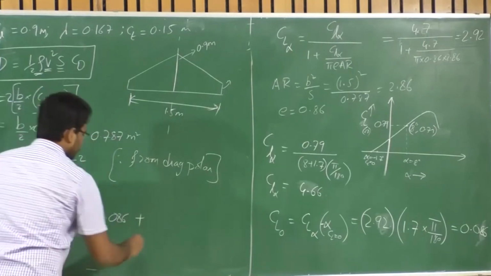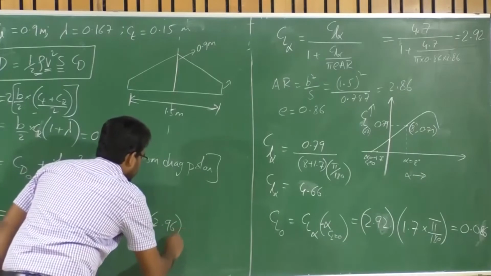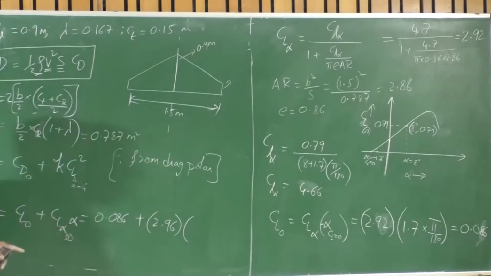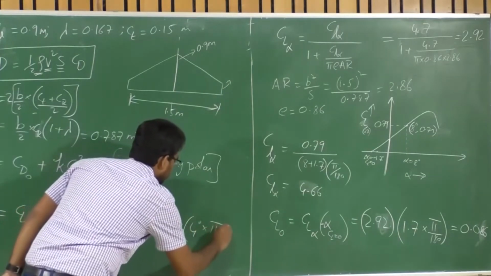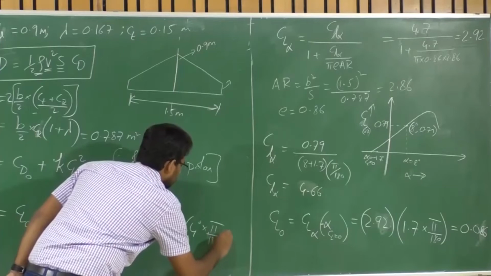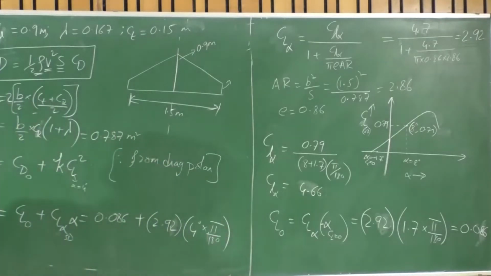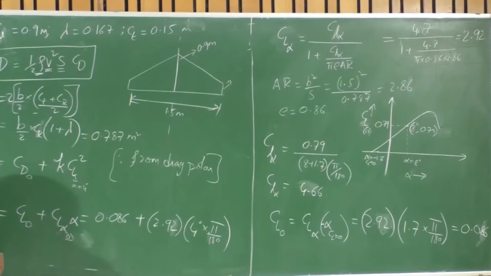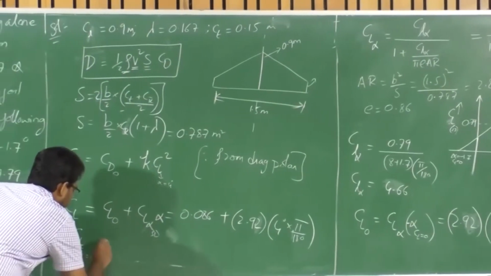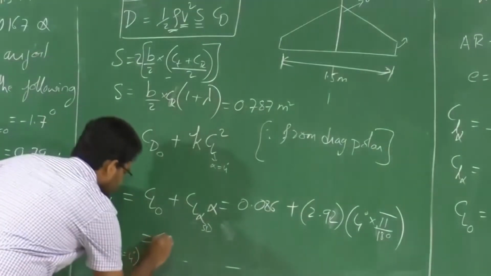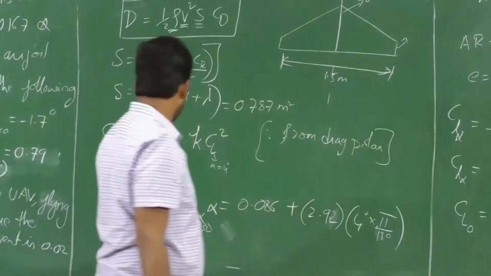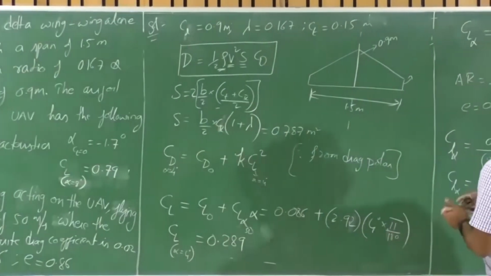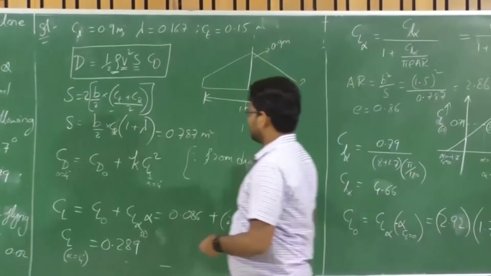0.086 plus CL alpha is 2.92, and we have variable alpha here, right? 2.92 multiplied by 4 degrees, which is multiplied by pi by 180. So what is the value of CL at 4 degrees? CL at alpha 4 degrees is 0.289. Okay, so what we got is CL at 4 degrees, and by substituting that value in the CD, right?